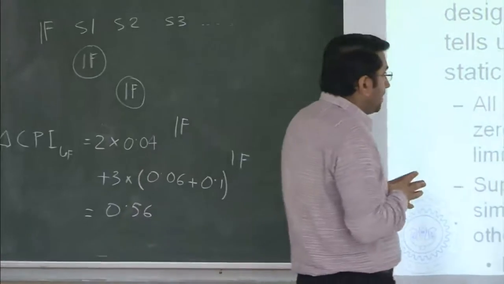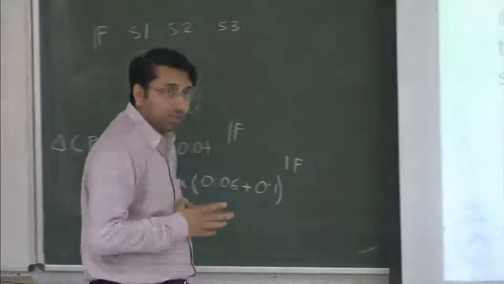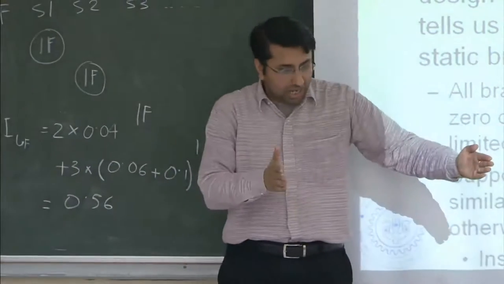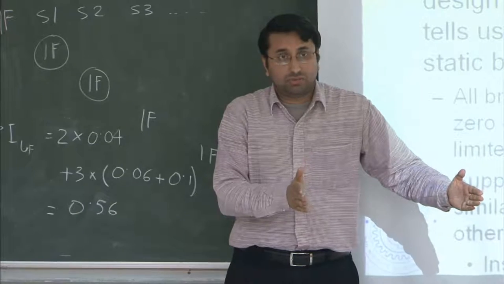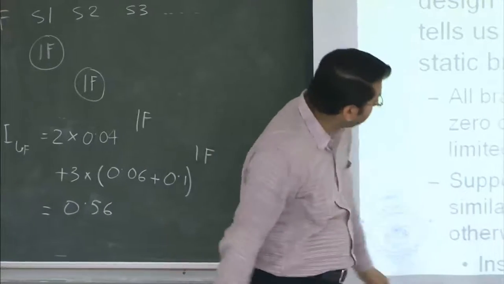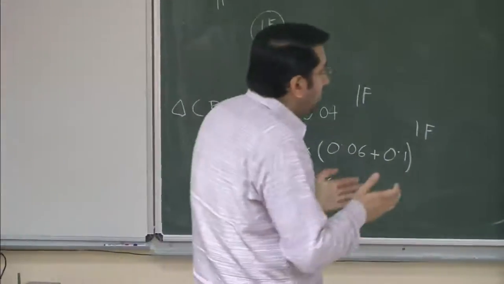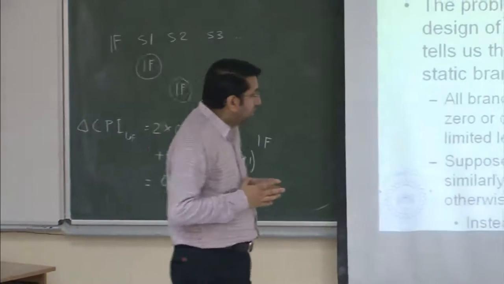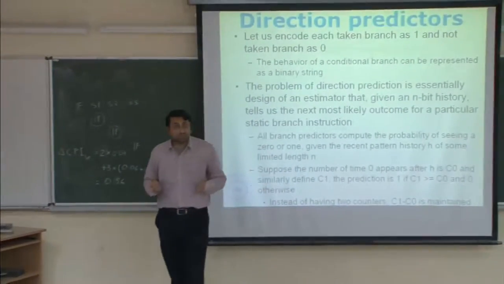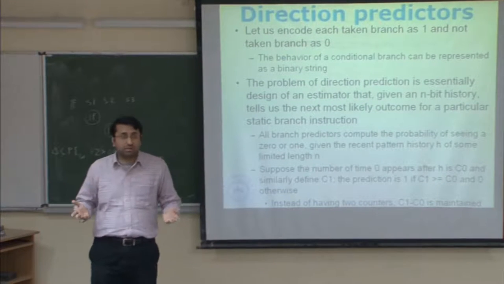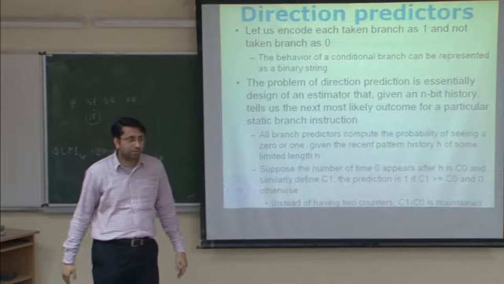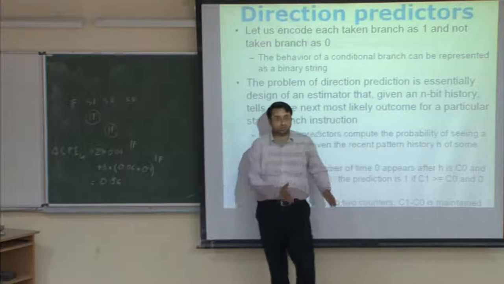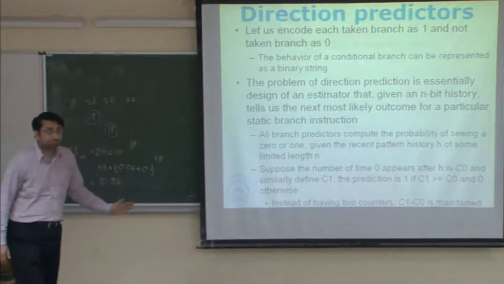So what all branch predictors do is they compute the probability of seeing a 0 or 1 given the recent pattern history h of some limited length n. So you have seen the history h of length n, and you ask the probability of getting a 0 or 1 after this. So suppose the number of times 0 appears after h is C0. And similarly define C1. The prediction is 1 if C1 is bigger than or equal to C0 and 0 otherwise. Does it make sense? I have seen more 1s after h than 0s, so I say that this is the most likely prediction, right? So instead of actually having two counters, what we maintain is C1 minus C0. So the difference is maintained. That's enough. Is it clear?